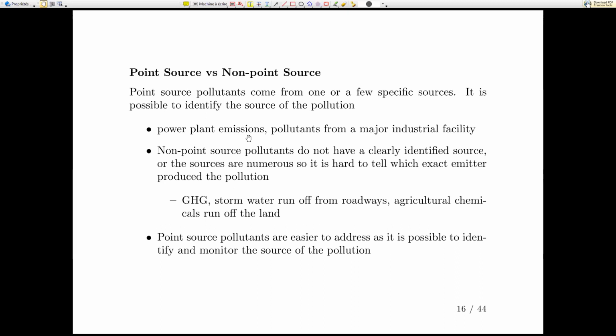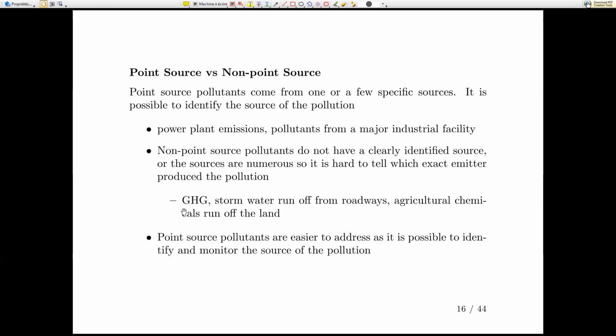So yeah, power plant emissions are from one major industrial facility. So in that way, if it's pollution that is something specific, like a specific chemical, then it's easy to deal with. But at the same time, if you're talking about greenhouse gases, then okay, there's that plant that emits it, but also cars and also all these other plants around the world. So that makes it much more difficult. Yes, so non-point source pollutants do not have a clearly identified source, or the sources are numerous, and it's hard to tell which exact emitter produces the pollution.